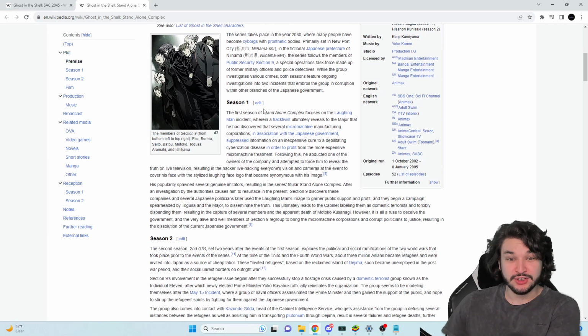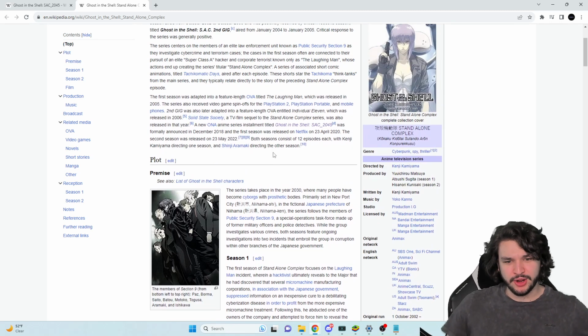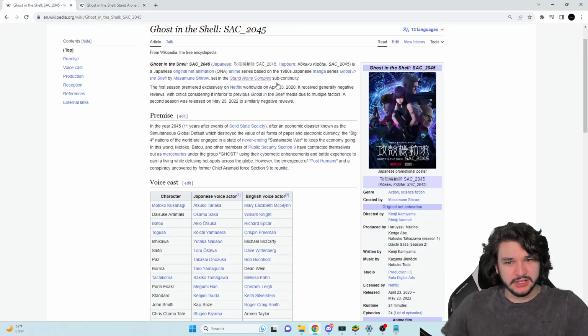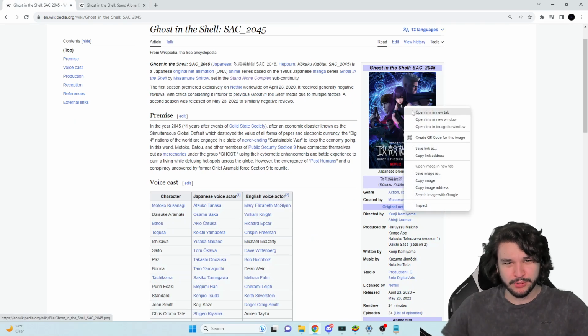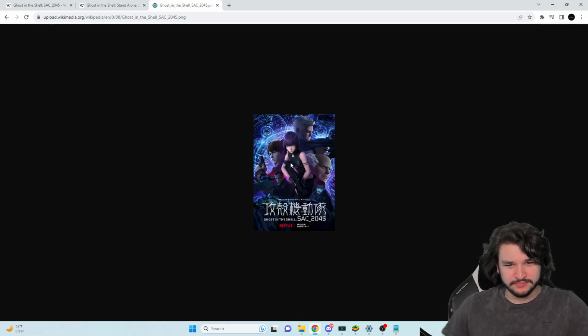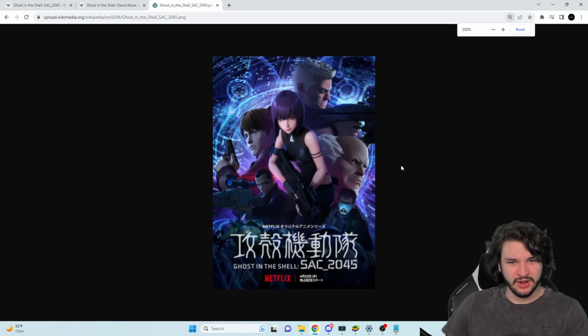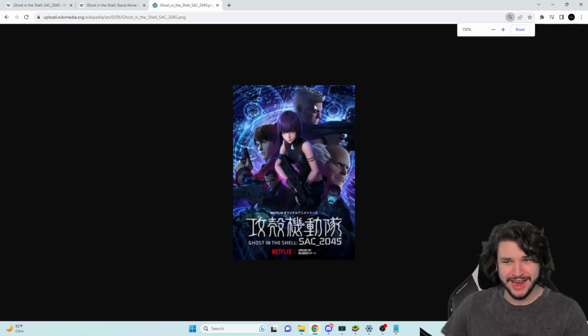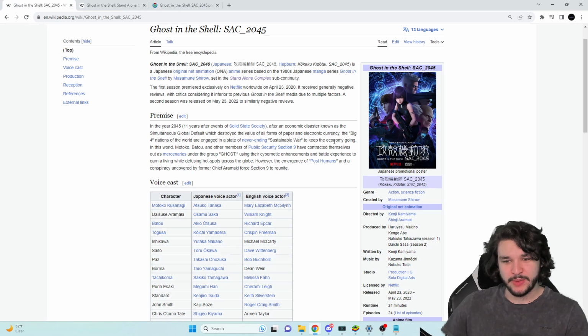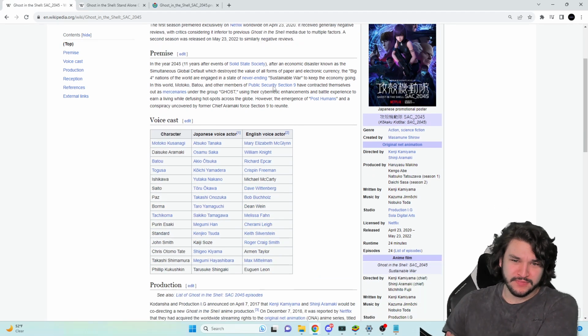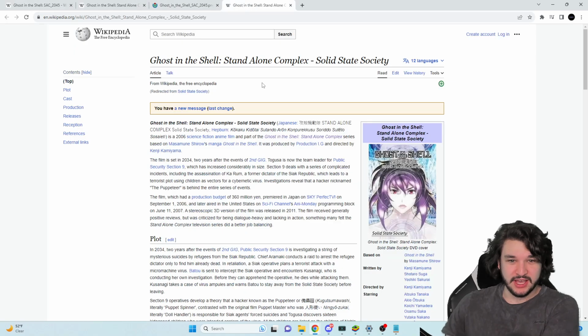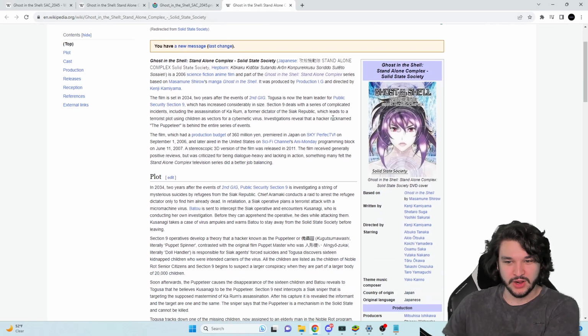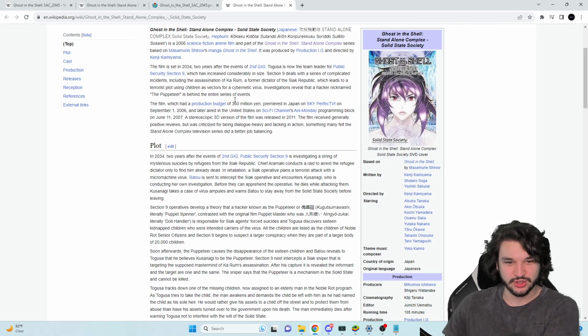This was back in 2002, so quite some time ago. But the Standalone Complex 2045, this is the promotional poster for that, which is, I don't know, a lot different. Just way different from what I had expected. It seems like the premise is about 11 years after the events of Solid State Society, which is a separate series in the Standalone Complex series, I guess. I don't even know what you describe these.